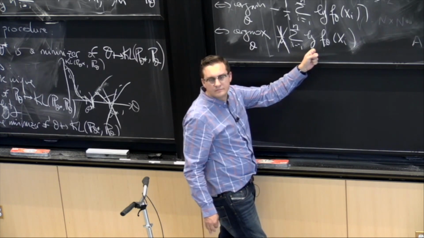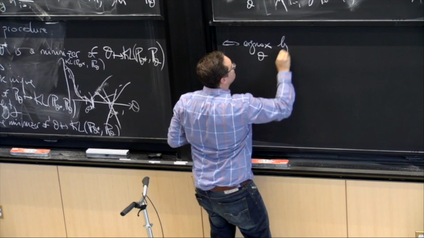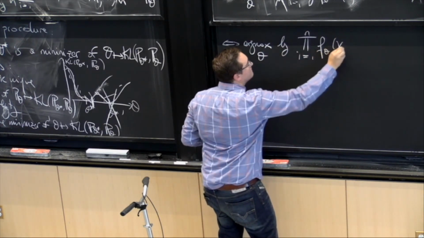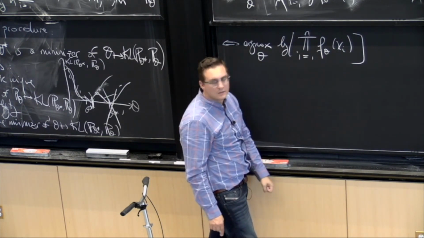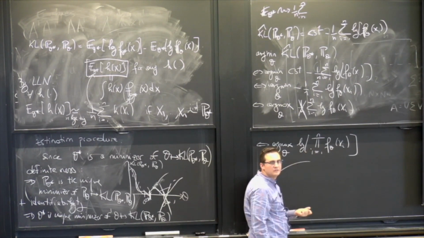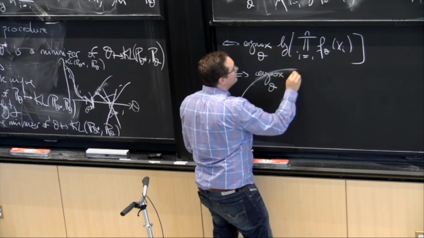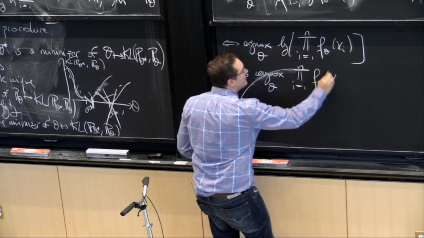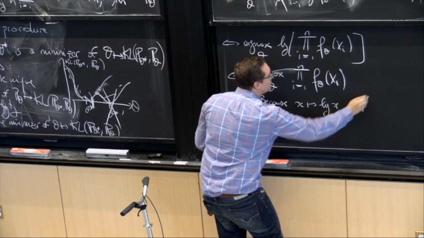Now I have the sum of logs, which is the log of the product. The argmax of the log of f theta of x1 times f theta of x2 up to f theta of xn. But the log is a function that's increasing. So maximizing the log of a function, or maximizing the function itself, is the same thing. The value is going to change, but the argmax is not going to change. Everybody agrees with this? So this is equivalent to argmax over theta of the product from 1 to n of f theta of x_i. And that's because x maps to log x is increasing. OK?